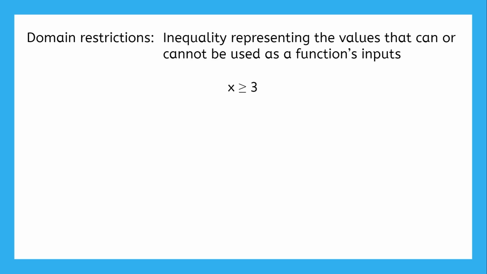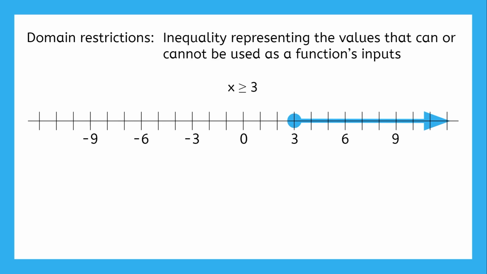If the domain restriction for a function is x greater than or equal to 3, then all values 3 or above can be used as inputs, and any value below 3 cannot. Every function has a domain. Some domains are restricted to only one input, and others have domains that aren't restricted at all and span the entire number line. Each function is different, so it's important to know how to properly calculate a function's domain restrictions.